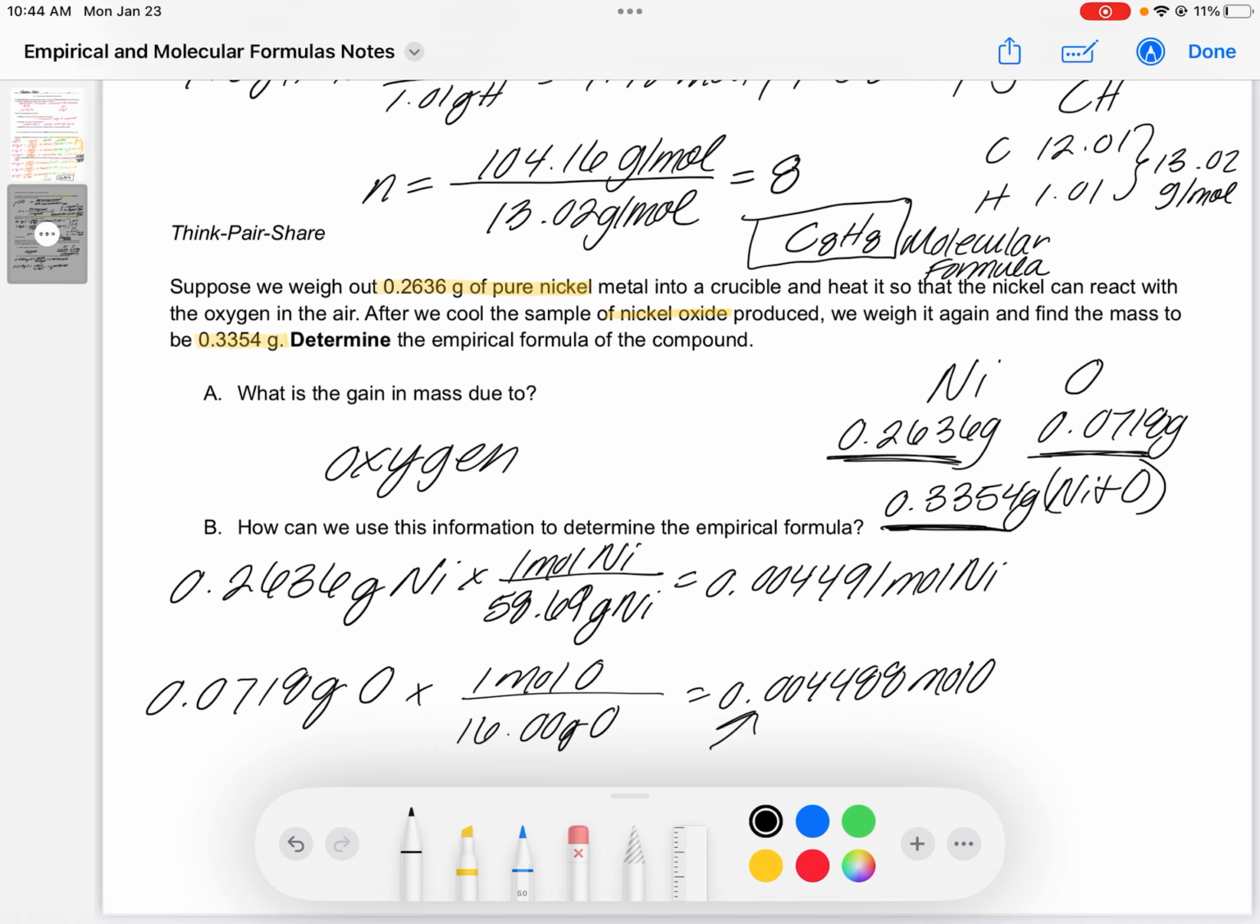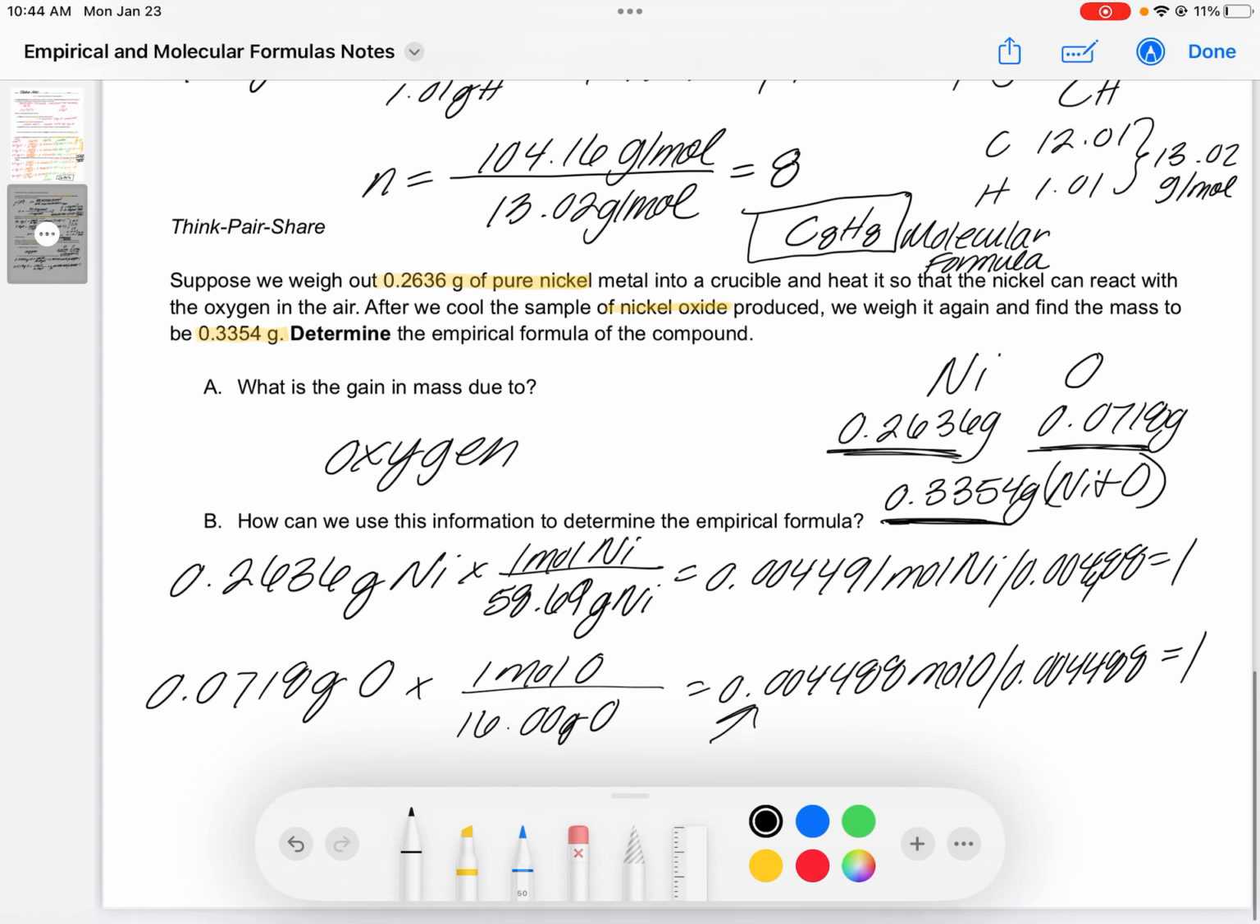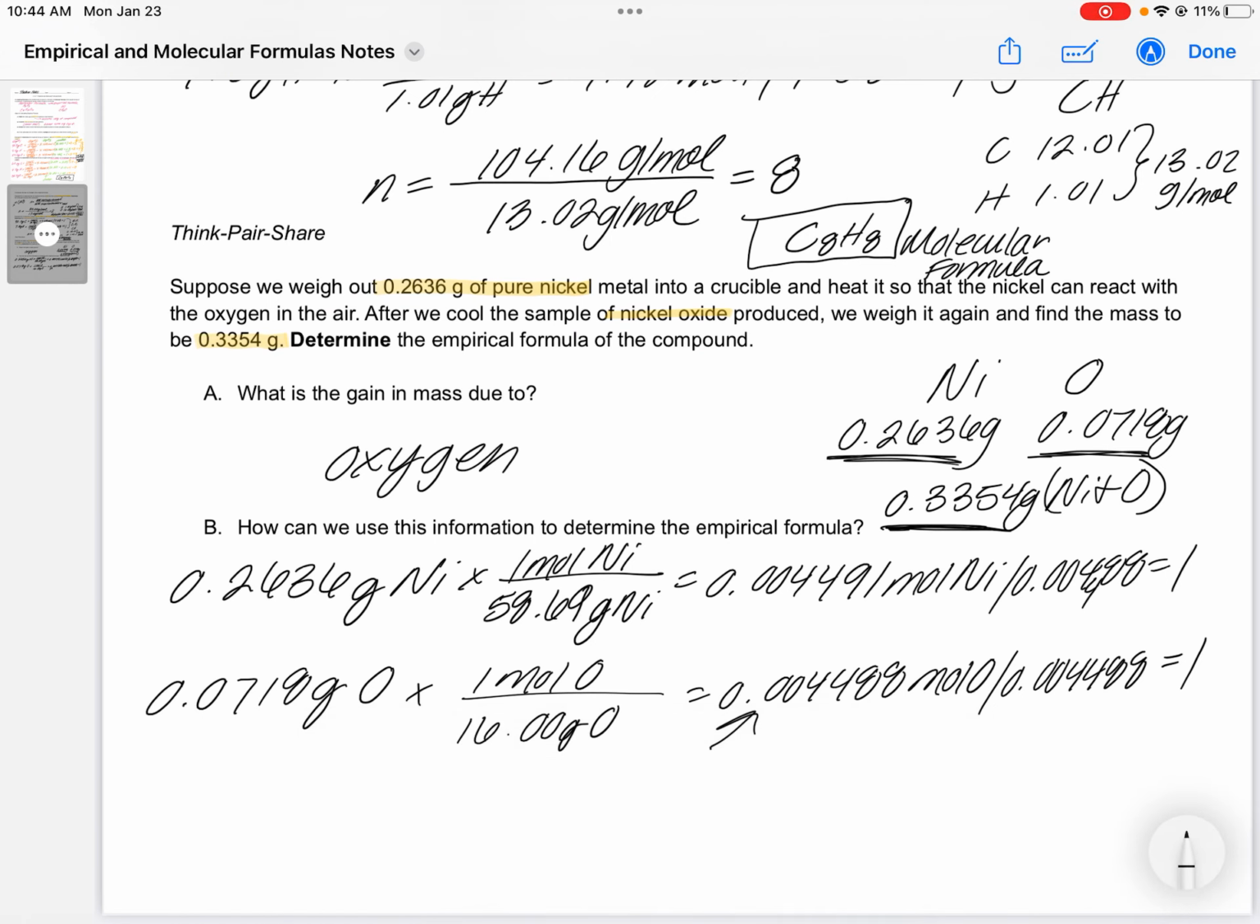Step number 3, what is the smallest number of moles, and divide everything by that. Our smallest number of moles is right here. We're going to divide everything by 0.00448. When we do that, they're not exactly 1, but both of them are very, very close to 1. And so our ratio of the two elements to each other is just 1:1, nickel oxide. This is purely our empirical formula, which is all we had to find. It just shows you the ratio of atoms to each other.